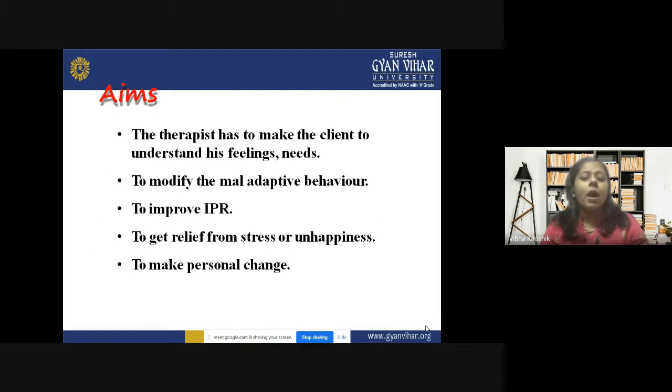Aims of individual therapy are: the therapist has to make the client understand his feelings and needs. This is the duty of the therapist. The second aim is to modify maladapted behavior, to improve interpersonal relationships, to get relief from stress or unhappiness, and to bring personal changes in that individual.